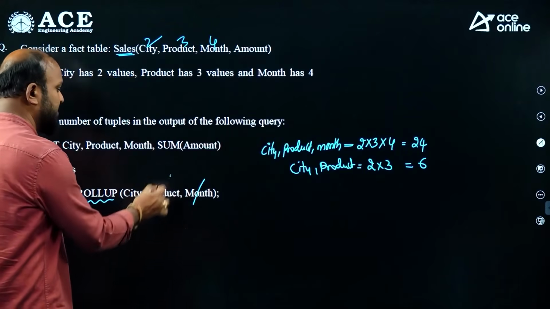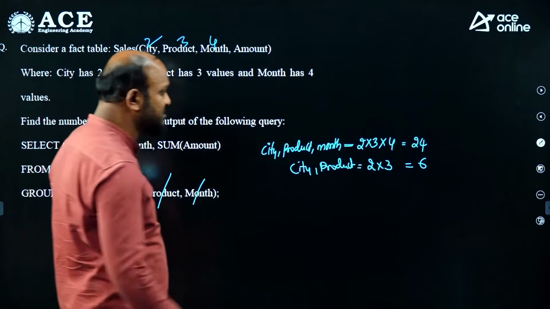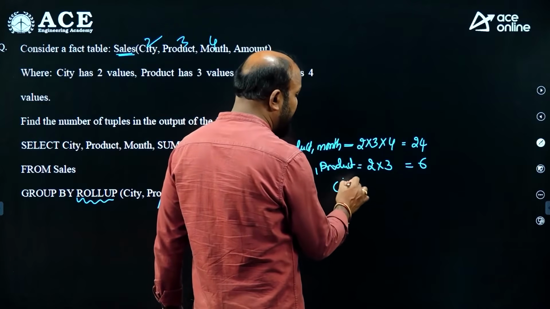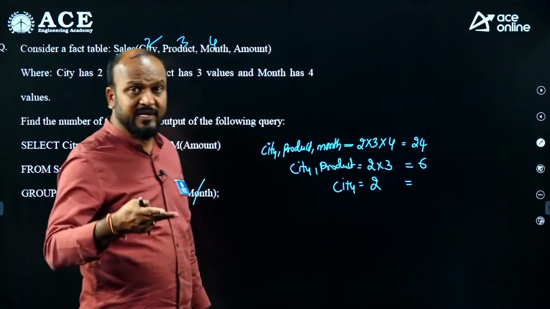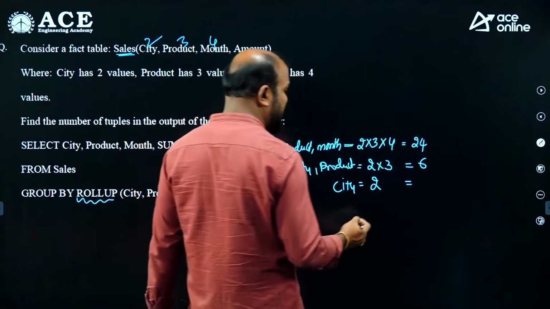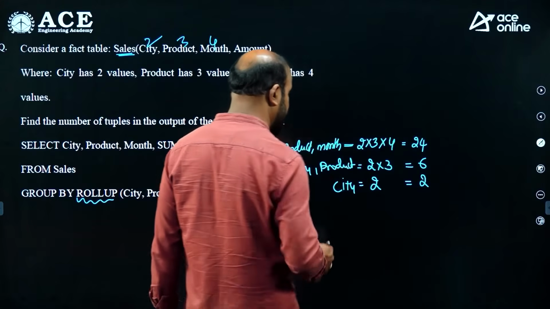Again roll up, drop the dimension product. So with respect to city, if we group according to the city, how many groups are possible? 2 groups only. Why? Because only 2 city values are there. 2 groups are possible, so 2 rows.